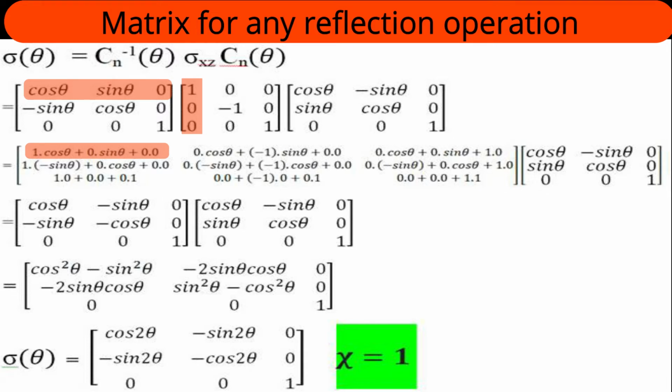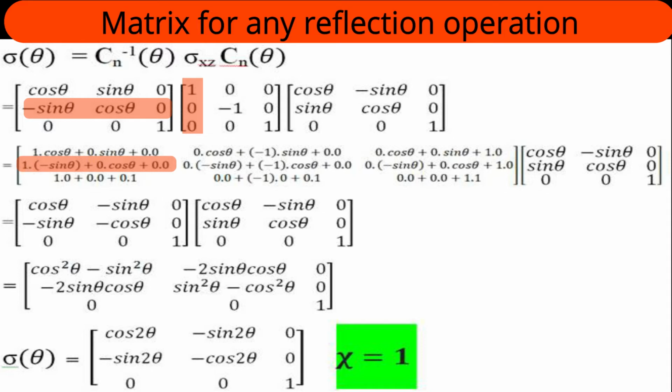How can I generate A12? First row into second column. That means 0 into cos theta plus minus 1 into sin theta plus 0 into 0. That is our A12. How can I generate A13? First row, third column. 0 into cos theta plus 0 into sin theta plus 1 into 0. Likewise, I can generate A21, the first element of the second row, by 1 into minus sin theta, 0 into cos theta plus 0 into 0.